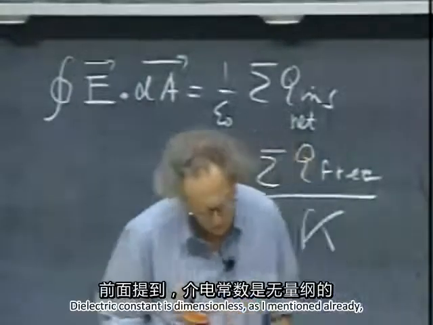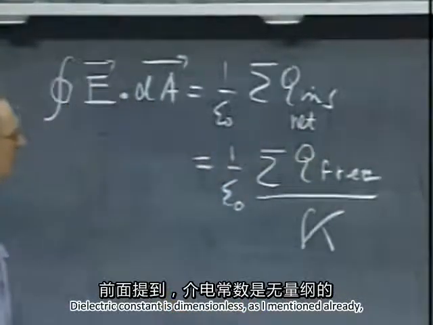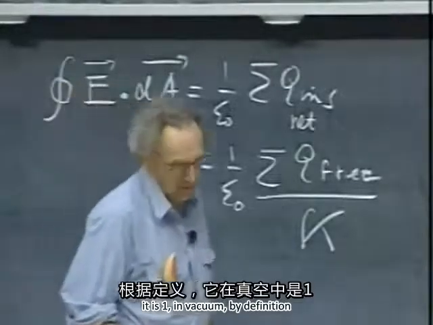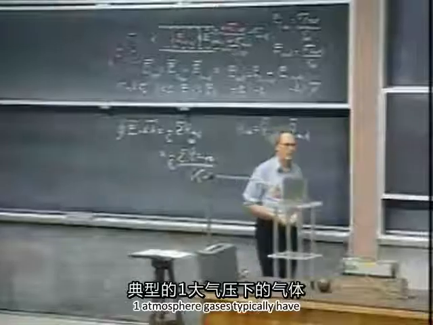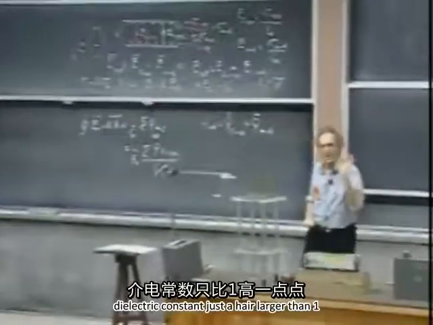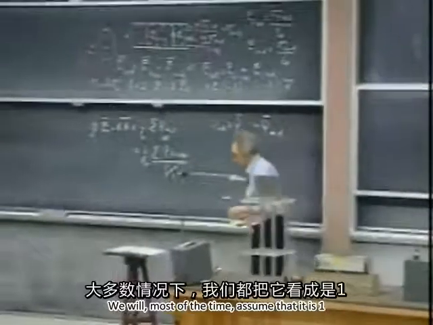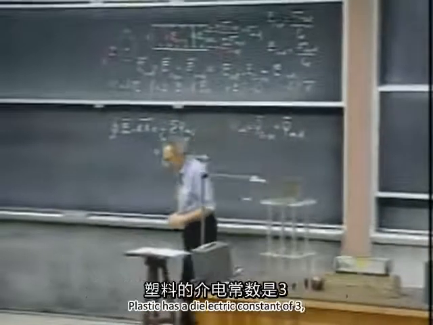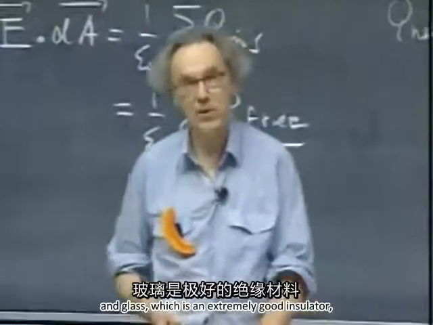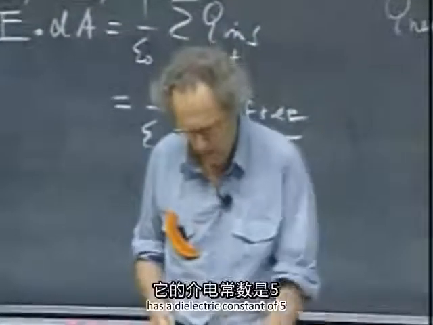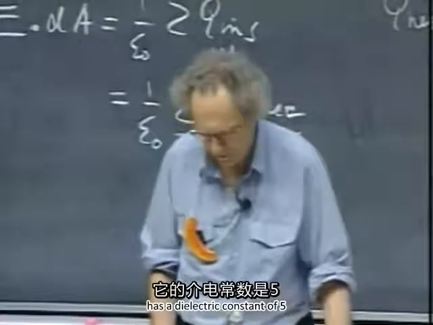The dielectric constant is dimensionless, as I mentioned already. It is 1 in vacuum by definition. 1 atmosphere gases typically have dielectric constants just a hair larger than 1. We will most of the time assume that it is 1. Plastic has a dielectric constant of 3, and glass, which is an extremely good insulator, has a dielectric constant of 5.